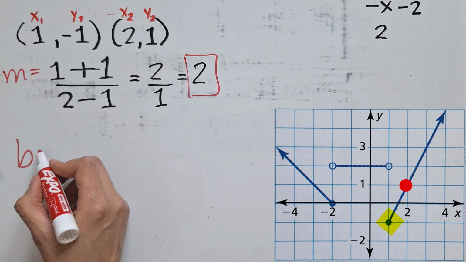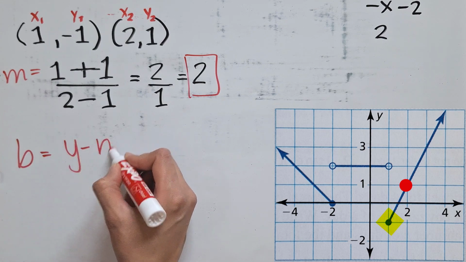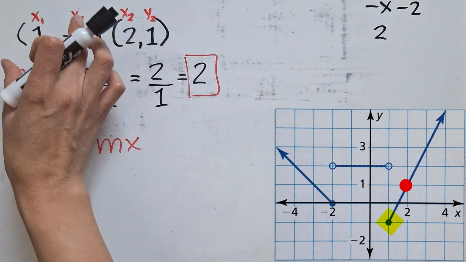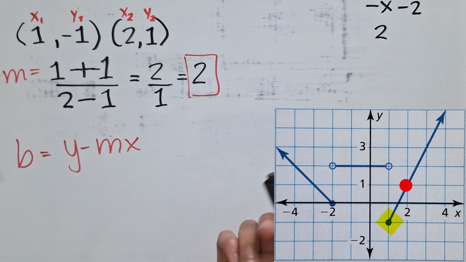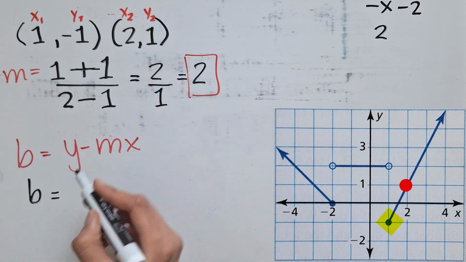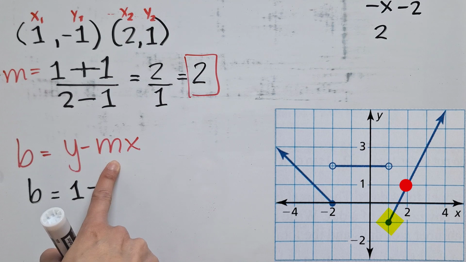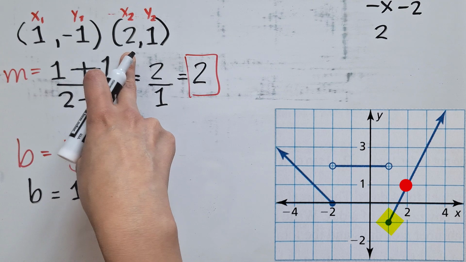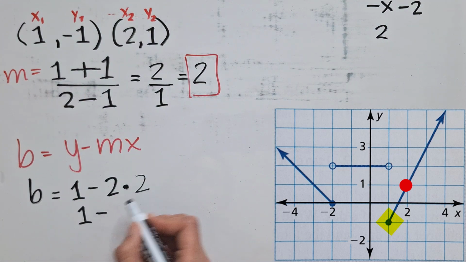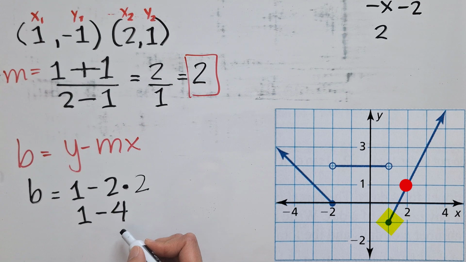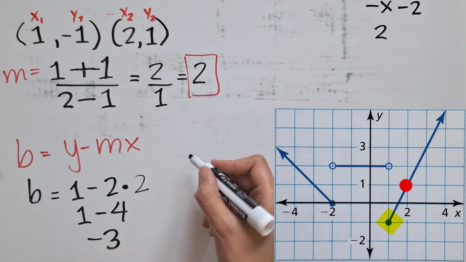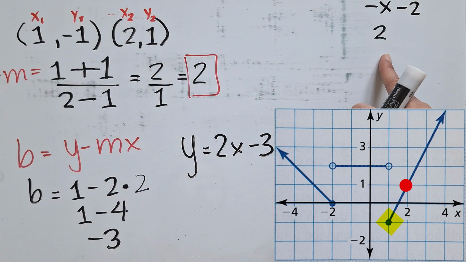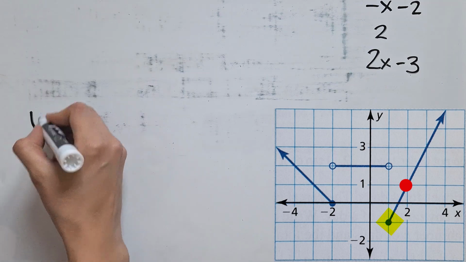Now let's find b. Remember that b is y minus mx. This y and this x come from a point, so you choose the point that you want to use. I'm going to use this second one. 1 minus our m, our slope, which is 2, times the x, which comes from this point, just 2. 2 times 2 is 4, and 1 minus 4 is -3. So that means that our equation is 2x minus 3. So that will be our third equation here. Now let's put all this together.